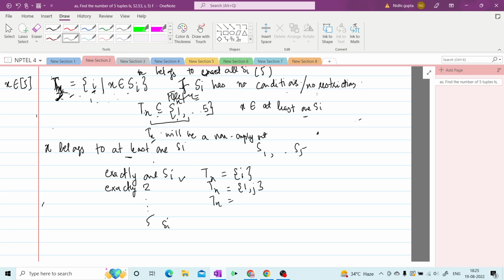IJK, ma'am. It will increase up to 5 variables. So in all these cases, we are calculating one, and all these subsets are included except the empty set, right? We want that x should belong to at least one Si, and Tx is recording the indices where x is going to.